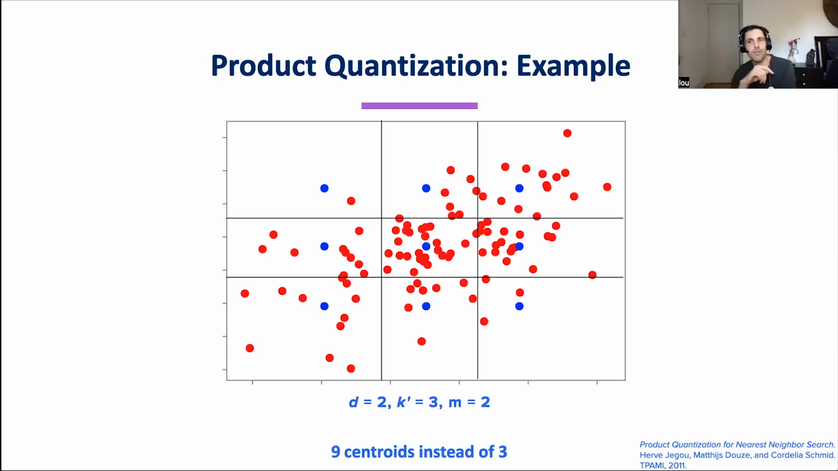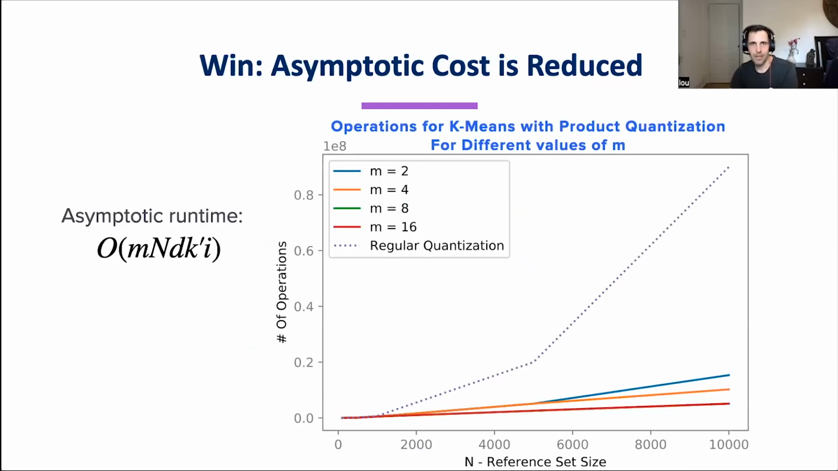But it does look like a regular grid. You'll notice that now it's a regular grid because we're slicing and dicing those things together, right? The means get aligned to each axis when you do it. So this is actually pretty awesome. The first win we got from this is the asymptotic cost is significantly reduced. Here I show the number of operations needed for k-means, shown in purple, and then product quantization with different size reference sets for different values of m. And you can see it's way less, right?